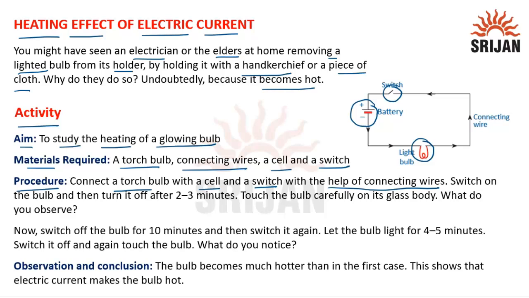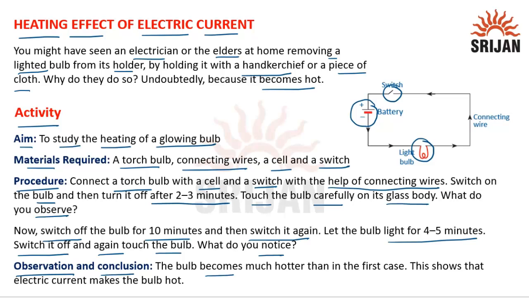Now switch on the bulb and then turn it off after 2 to 3 minutes. Touch the bulb carefully on the glass body. What do you observe? Now, switch off the bulb for 10 minutes and then switch it on again. Let the bulb light for 4 to 5 minutes. Switch it off and again touch the bulb. What do you notice? Now let's come to the observation and conclusion.